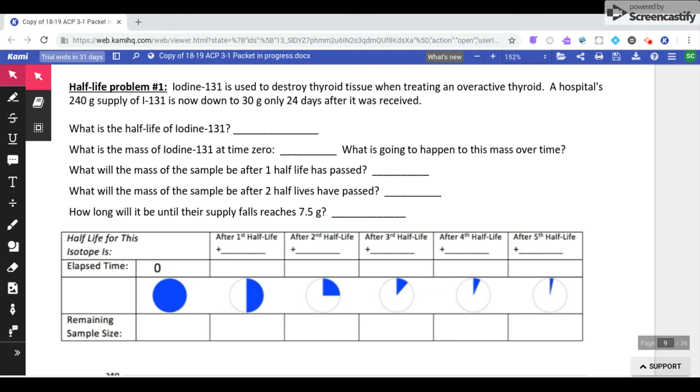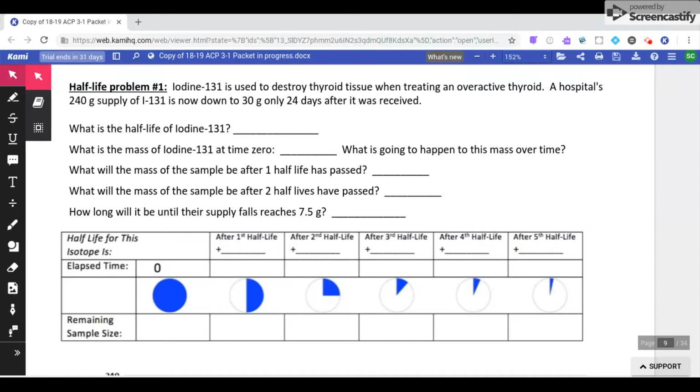All right, let's take a look at half-life problem number 1. Now, this says that iodine 131 is used to destroy thyroid tissue when treating an overactive thyroid. And then it says a hospital's 240-gram supply of iodine 131 is now down to 30 grams, only 24 days after it was received. So they got in a shipment of iodine 131.